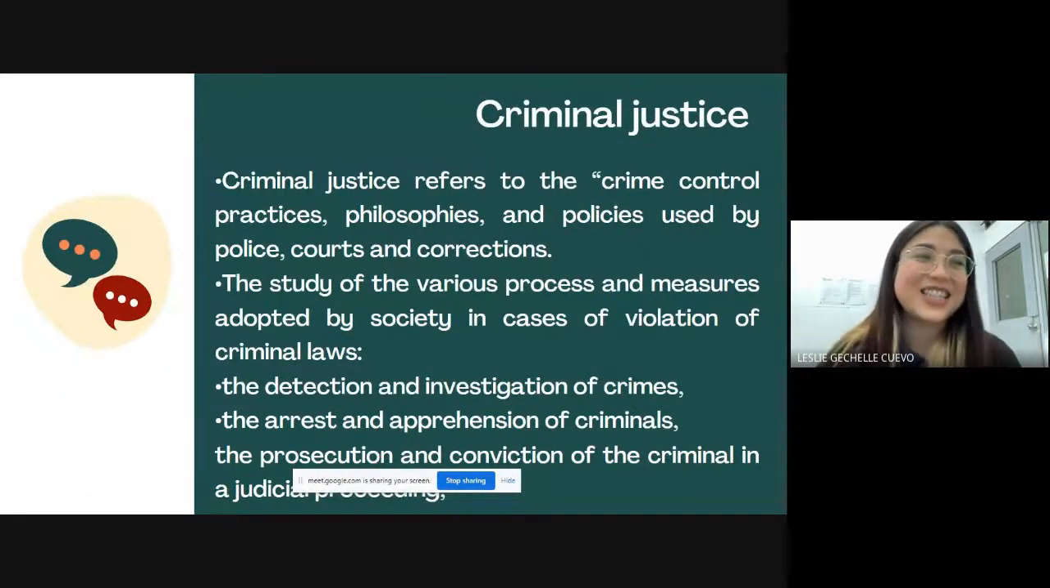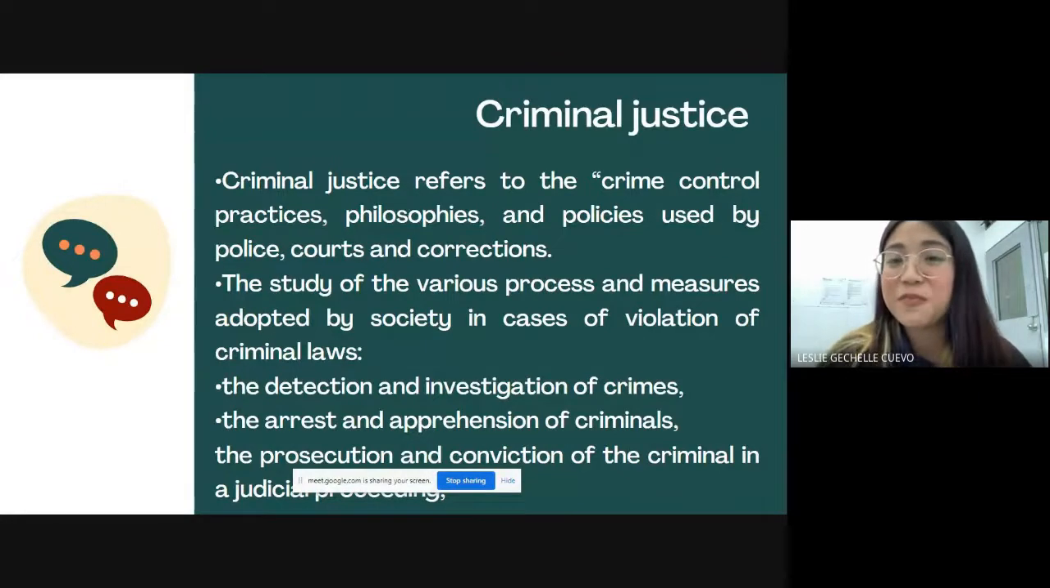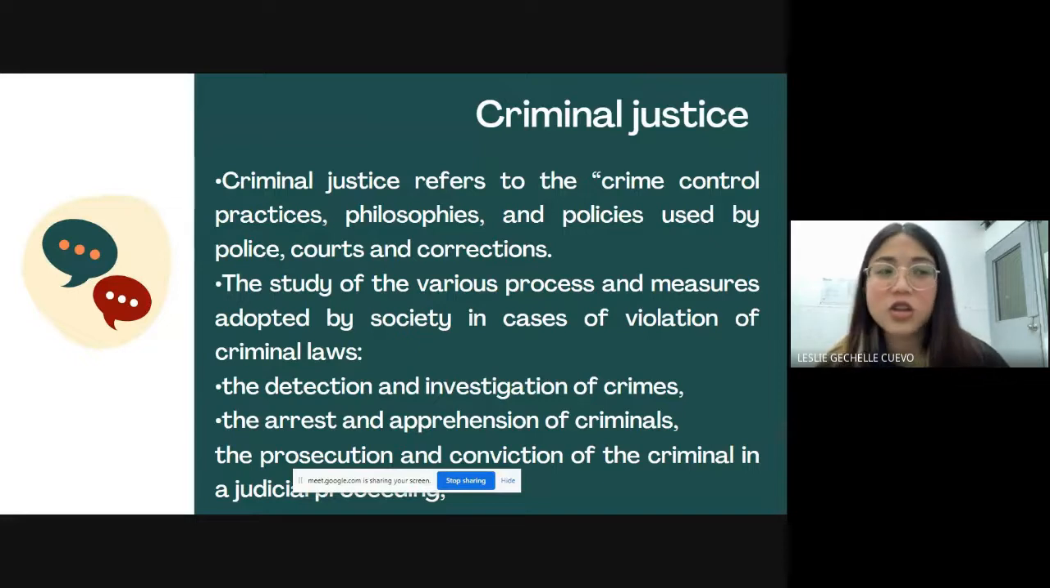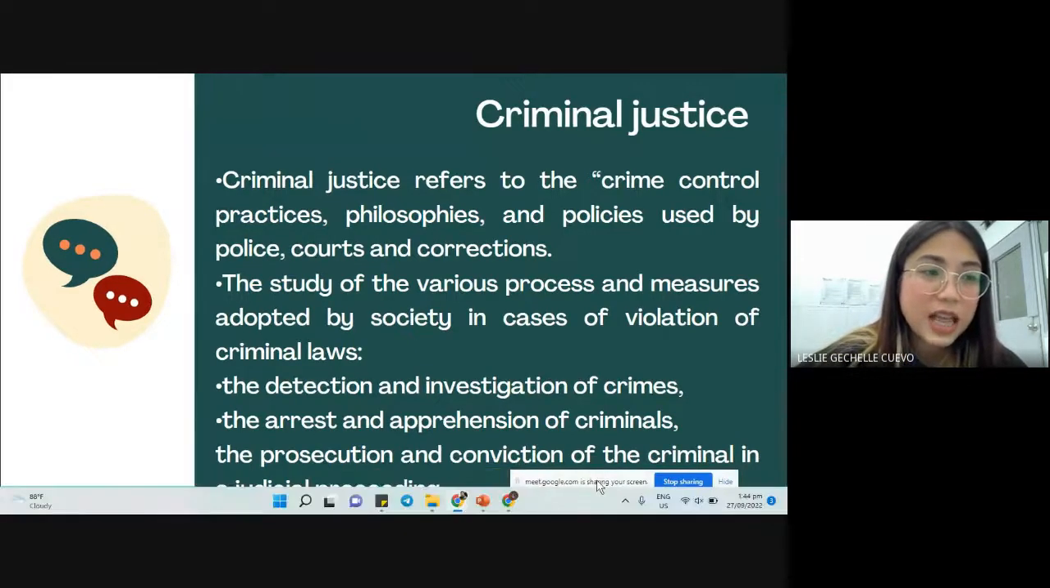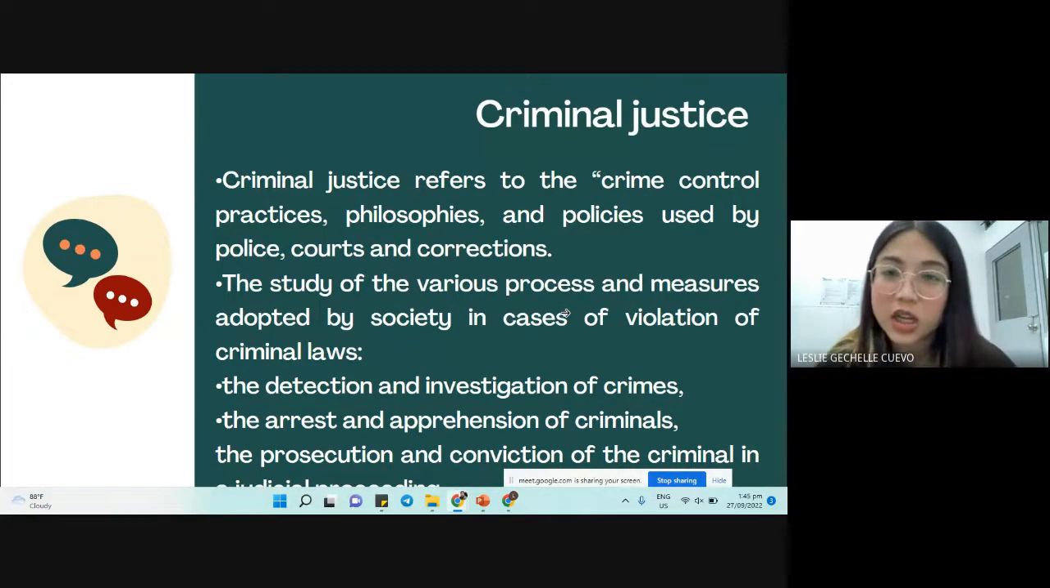Okay, criminal justice. So criminal justice refers to the crime control practices, philosophies, and policies used by the police, courts, and corrections. Iba ito sa criminology ha. Related sila. Katulad nga college natin, di ba? College of Criminal Justice Education, kung saan under ang BS Crim. Okay. So the study of the various process and measures adopted by society in cases of violation of criminal laws. So ito yun, the detection and investigation of crimes, the arrest and apprehension of criminals, the prosecution and conviction of the criminal in a judicial proceeding.